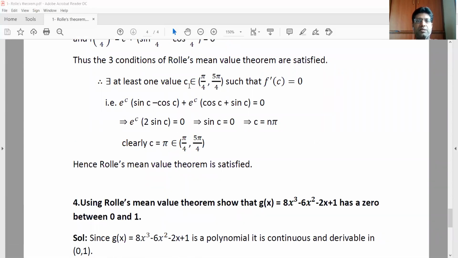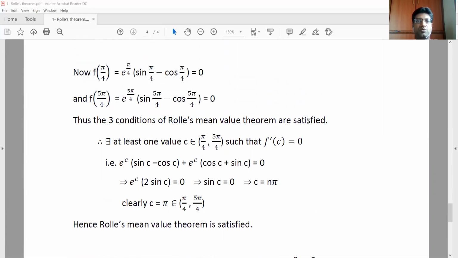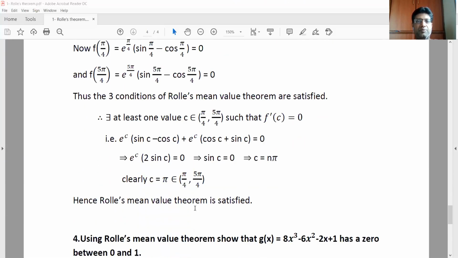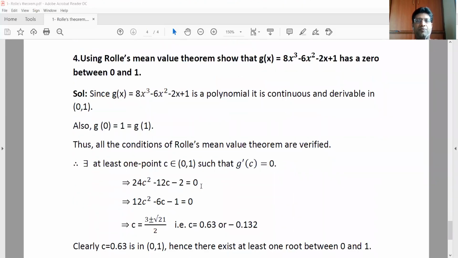So according to Rolle's, there must exist one value c belonging to the open interval such that f dash of c equals 0. We already calculated f dash of x here. In that, if you replace x with c, we will get this, so sin c equals 0 after simplification. So c is n pi. Clearly, if you plug in n equals 1, pi belongs to this interval, hence Rolle's theorem is verified.